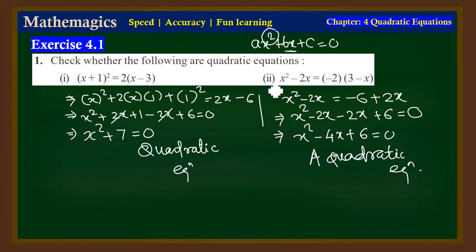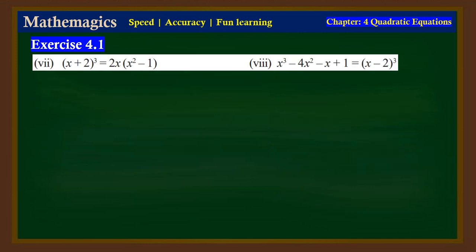The rest of the questions are also there. With the help of the same method, you can solve them. So let us take some difficult level questions: the sixth, seventh, and then eighth. This is a little different one. That's why I'm just taking it.